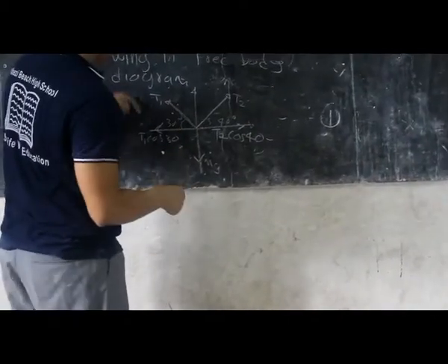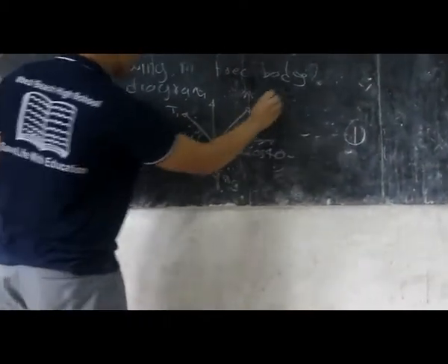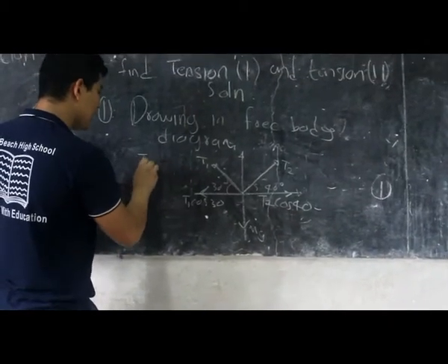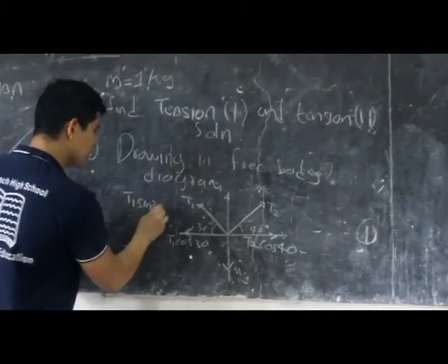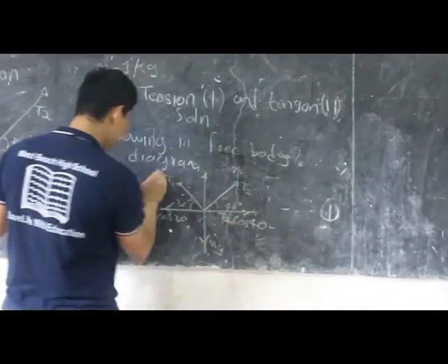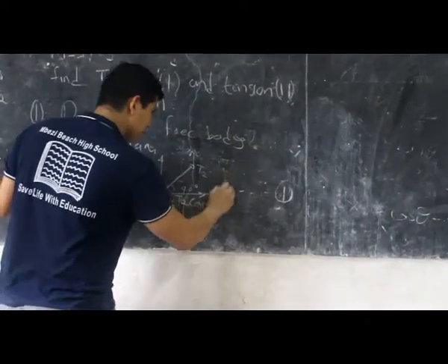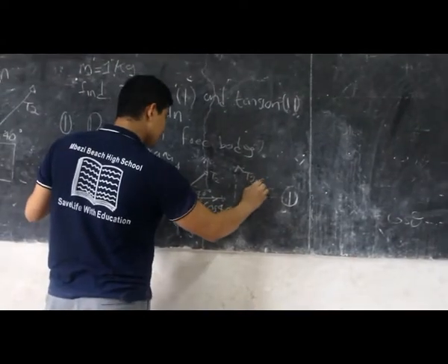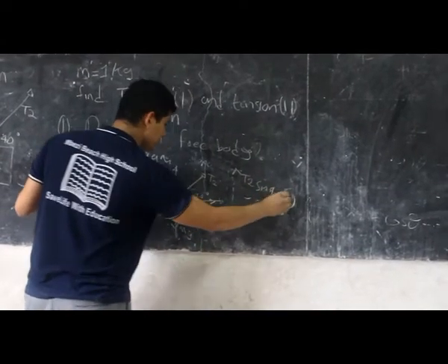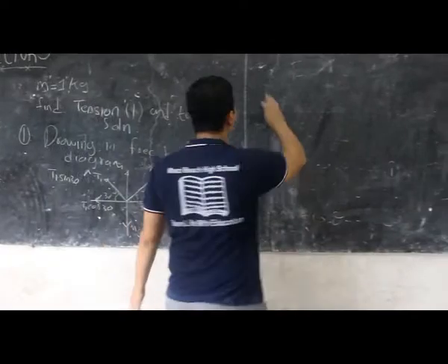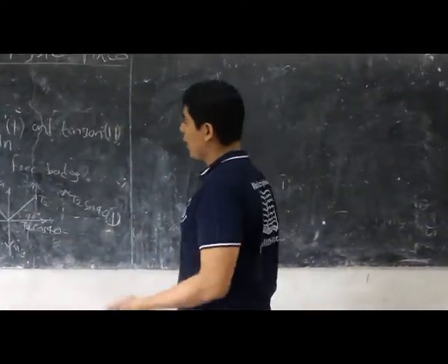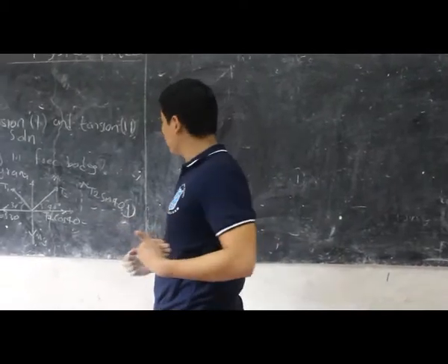If I resolve them on the y component, it's going to be T1 sine of 30, and this one here also, the direction is going upwards. The other is also going to be T2 sine of 40. Now as I told before, if they are on the same line, they will add up. If they are in opposite direction, they will subtract.